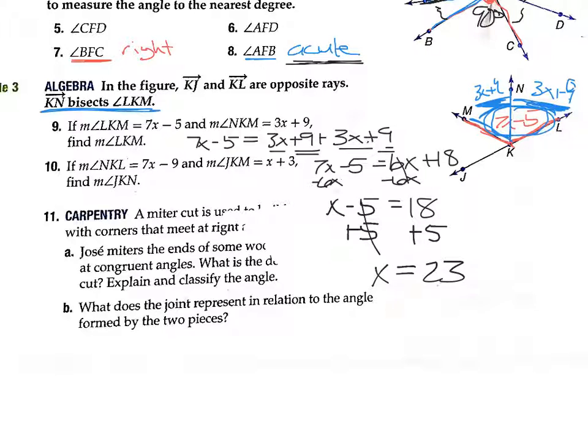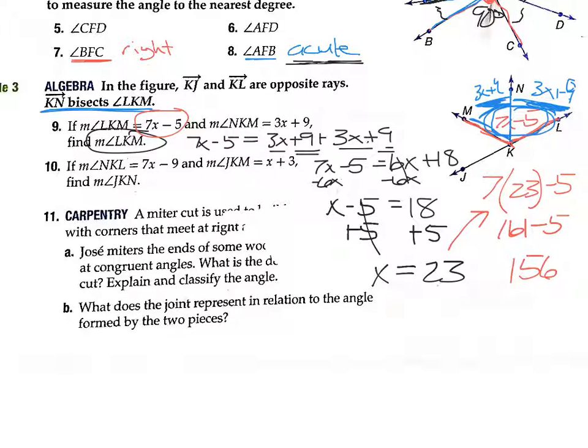Now, the question, though, asks us to find LKM. So if I go back up, LKM was 7x minus 5. So what I have to do is I've got to substitute 23 in for x. So if I do that, that's 161 minus 5, which would be 156 degrees.